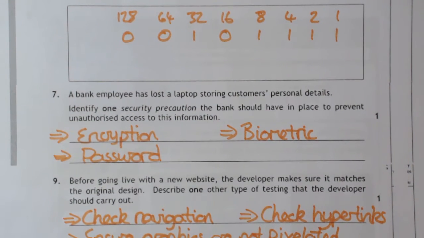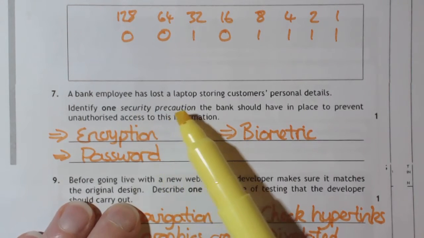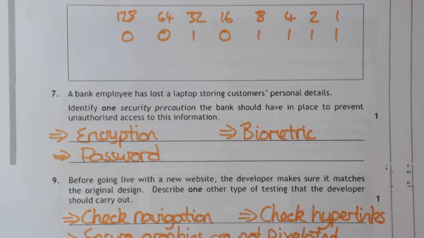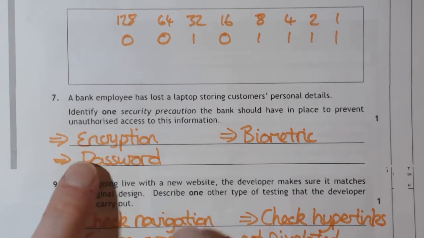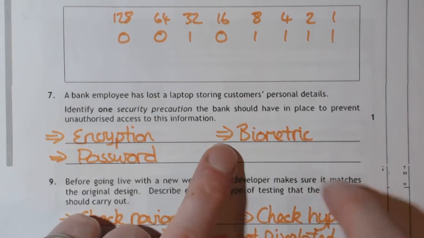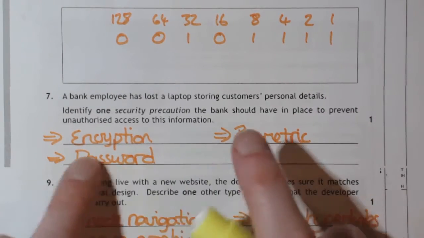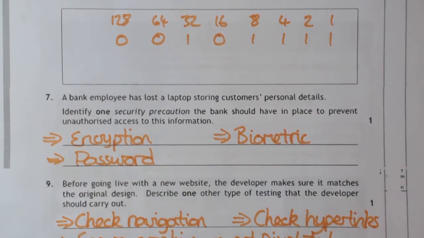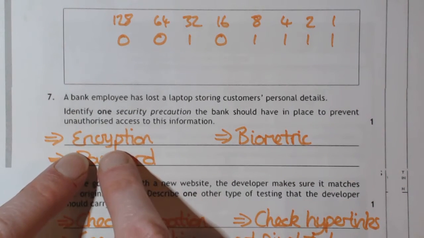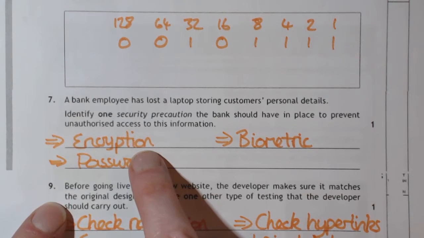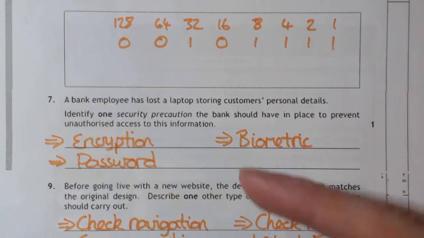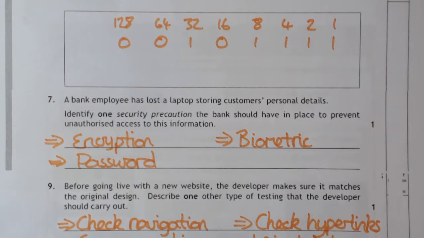Now we've got a bank employee, one security precaution. So quite often these are highlighted, what you're having to look at to prevent unauthorised access. Well, you could put a password and username. You could use biometrics, so that might be like fingerprint or retina scan, or it could be encrypted, so that's when the actual data is jumbled up and you have to decrypt it. So you have one of these special keys, so you get that when you're using your wireless internet connection at home.